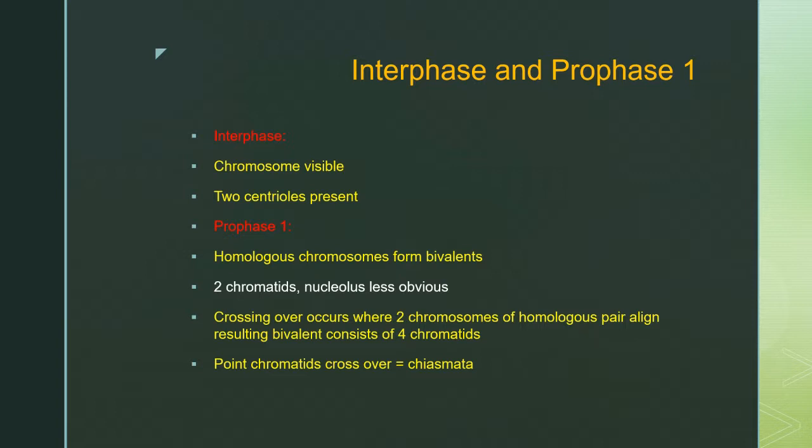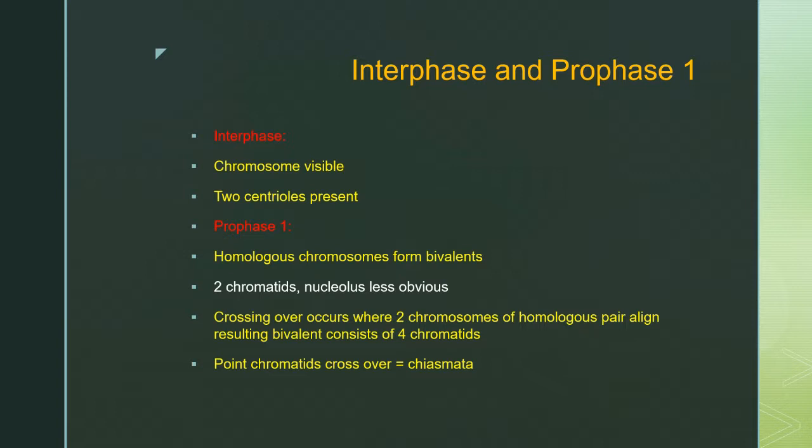In prophase 1, there'll be a homologous chromosome forming a bivalent. Now 2 chromatids will be there with your centromere, like in mitosis, and your nucleolus will be less obvious. Your bivalent will occur whenever crossing over happens, and this is where 2 chromosomes of this homologous pair will align, resulting in the bivalent consisting of 4 chromatids.